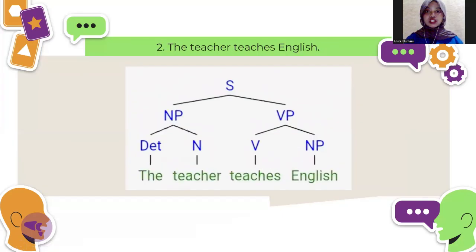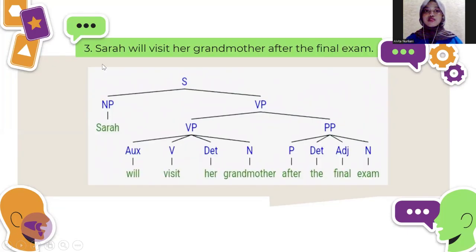And number 2, the teacher teaches English. The teacher here is a noun phrase because it acts as the subject, and then teaches English is the verb phrase. Number 3, Sarah will visit her grandmother after the final exam.